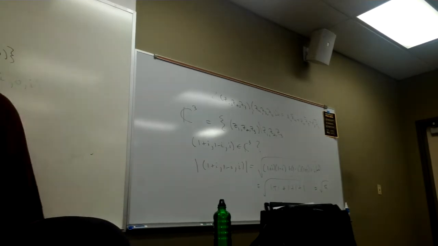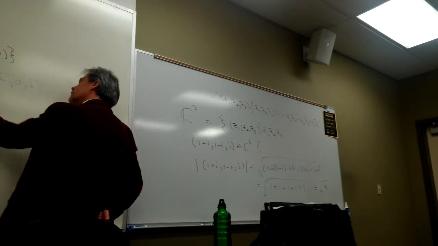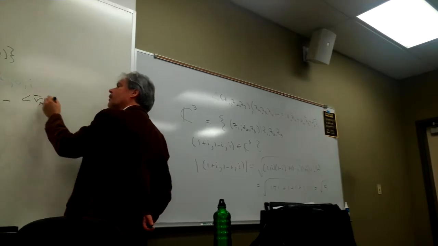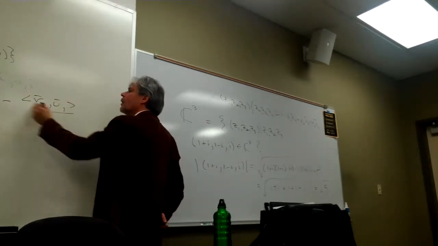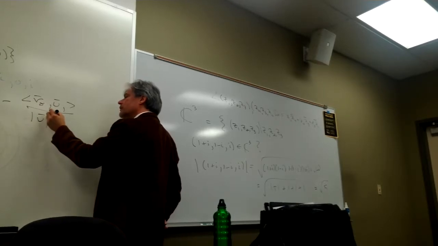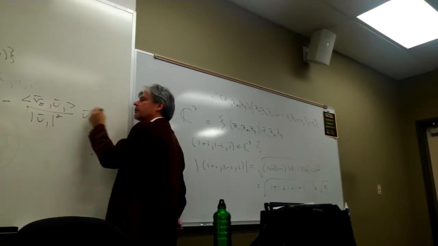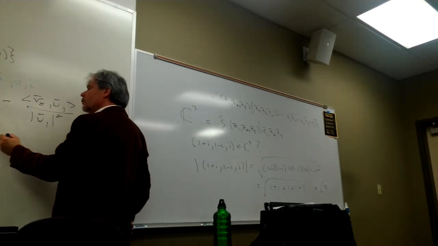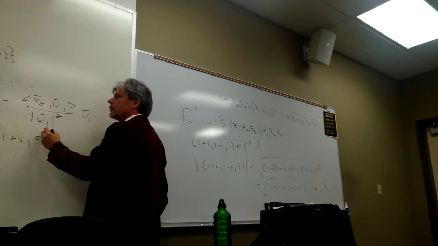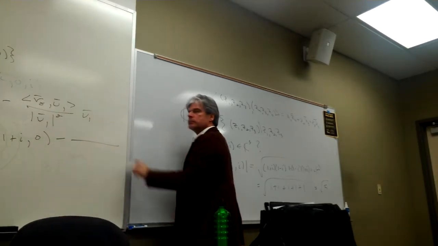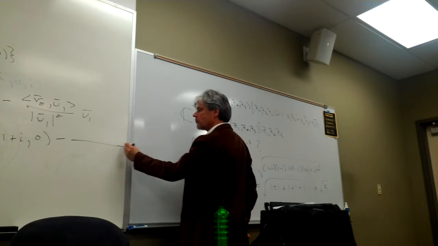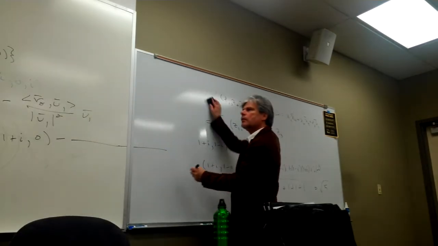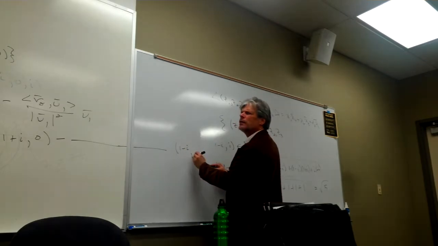Is my black working? My u2 bar is going to be nothing more than my v2 bar minus the projection of v2 bar onto u1 bar, all divided by u1 bar's magnitude twice, times my u1 bar. Let's play. I think this gives me 1 plus i, comma 0, minus a fraction, where the actual vector u1 bar is given as 1 minus i, 0.